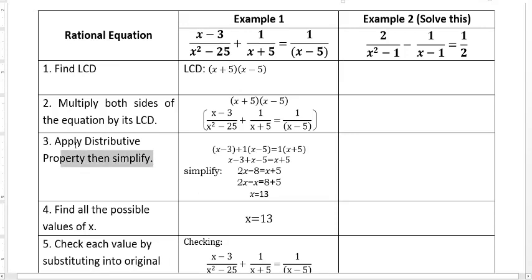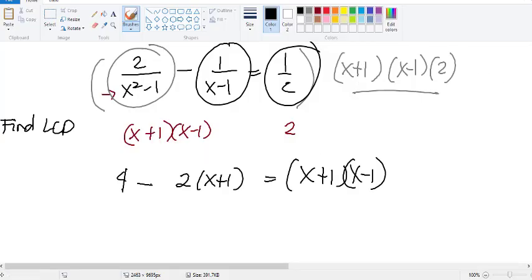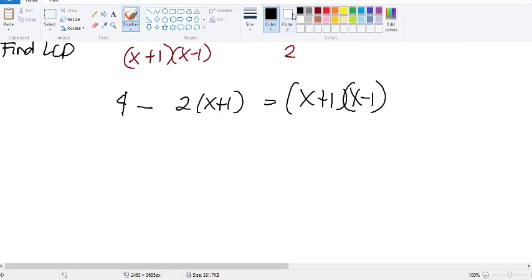Okay. So, ito na yung part na isi-simplify natin. So, how are we going to simplify that one? Just go ahead and solve. So, 4, kasi wala na siyang kasama. But this one, this should be distributed. So, 2x plus 2. But remember guys, negative to siya na sign.